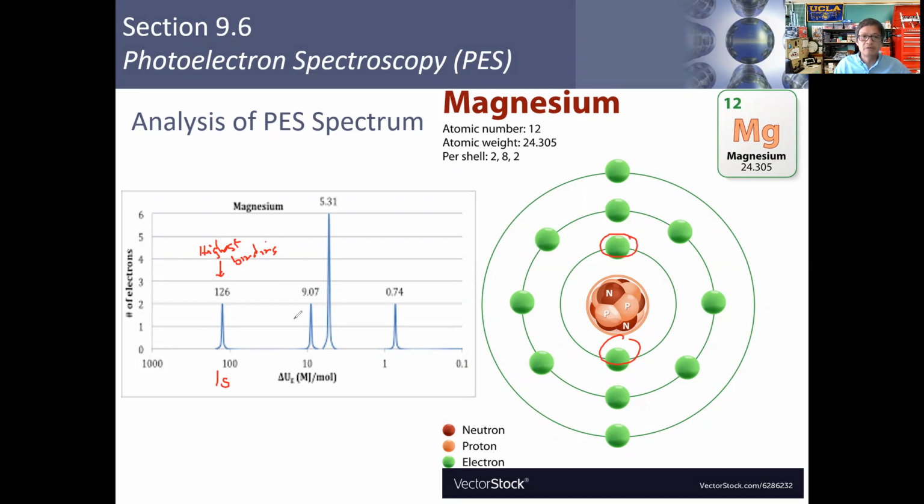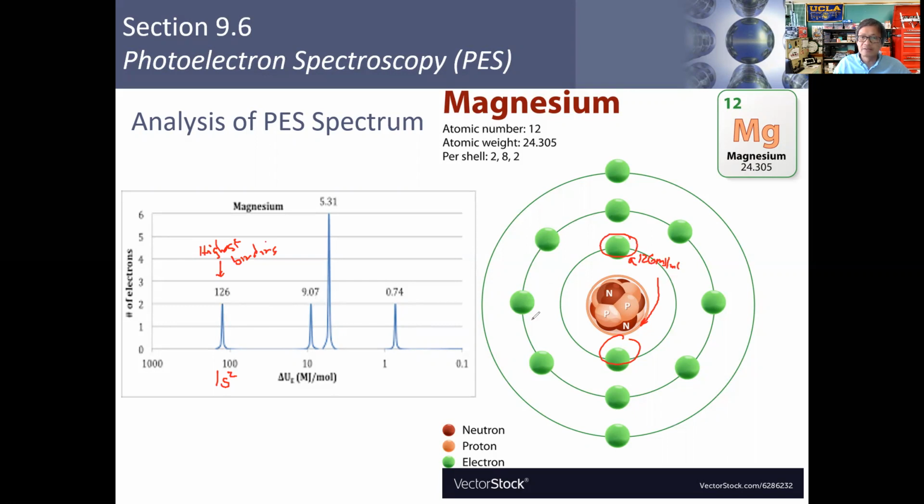Okay, all right, moving out then, we have this peak here. So this has the energy of 126 megajoules per mole. Both of these electrons here represent that peak. Moving out then, we see another peak right here, same size as this peak here, which means if this represents 2 electrons, this also represents 2 electrons. But it's a little bit further away, as the binding energy is a little bit less.